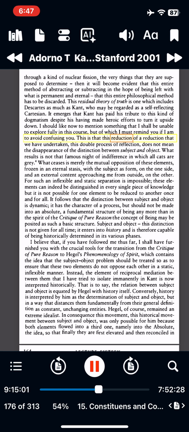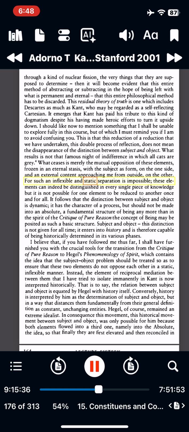This reduction of a reduction that we have undertaken, this double process of reflection, does not mean the disappearance of the distinction between subject and object. What results is not that famous night of indifference in which all cats are gray, for what ceases is merely the mutual opposition of these elements, frozen in an eternal stasis, with the subject as form, on the one side, and an external content approaching me from outside, on the other.